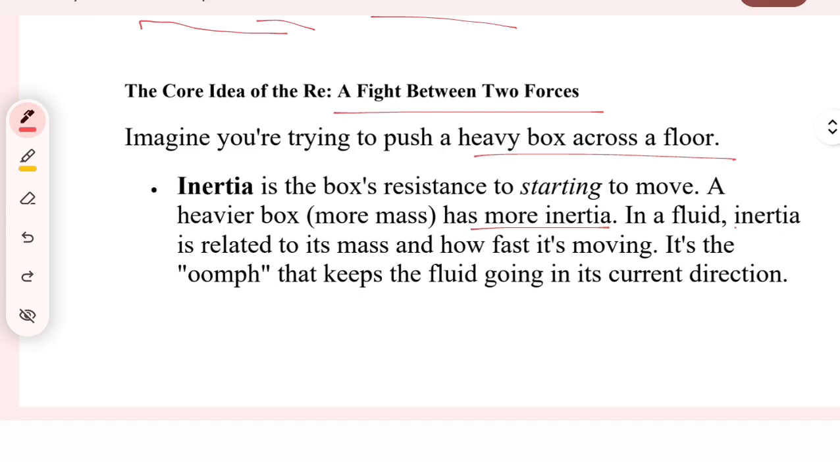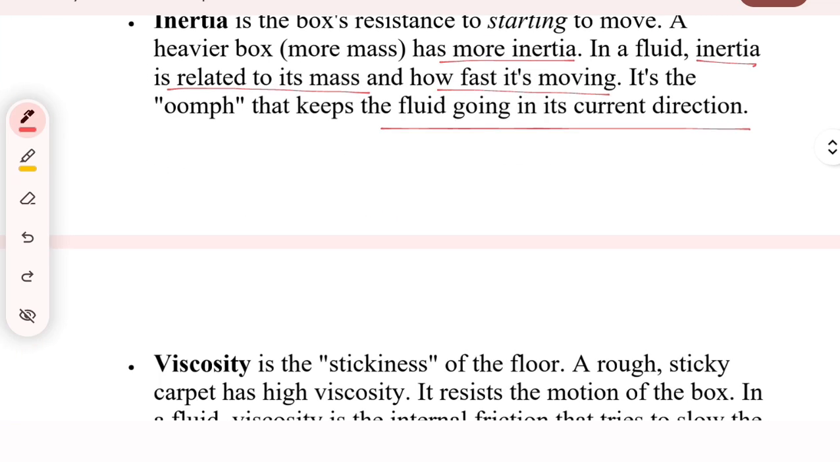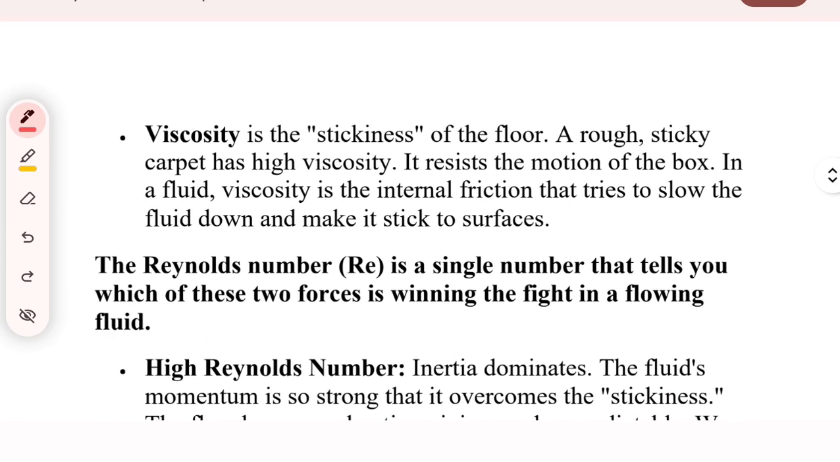In a fluid, inertia is related to the mass and how fast it is moving. So it's the oomph that keeps the fluid going in its current direction, right? The inertia. The viscosity is the stickiness of the floor. A sticky carpet would have a high viscosity, harder to move the box if the floor is sticky, because it resists the motion of the box. In a fluid, viscosity is the internal friction that tries to slow the fluid down, and it makes it stick to the surface, like the honey that we mentioned a while ago.